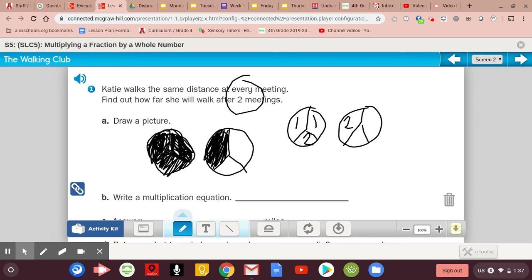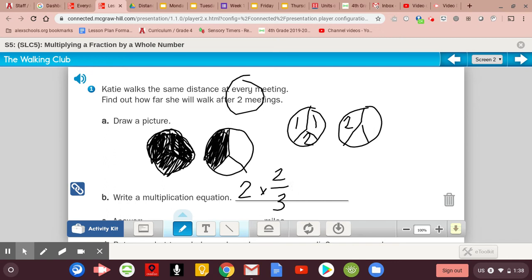So we know that she walks 2/3 of a mile for 1 meeting. We're trying to find 2 meetings. So we are going to take the 2 meetings times 2/3. And this is our lesson today, multiplying a whole number times a fraction. We've been working on this since the beginning of the unit, so this is kind of a review. We're just looking at number problems here also.